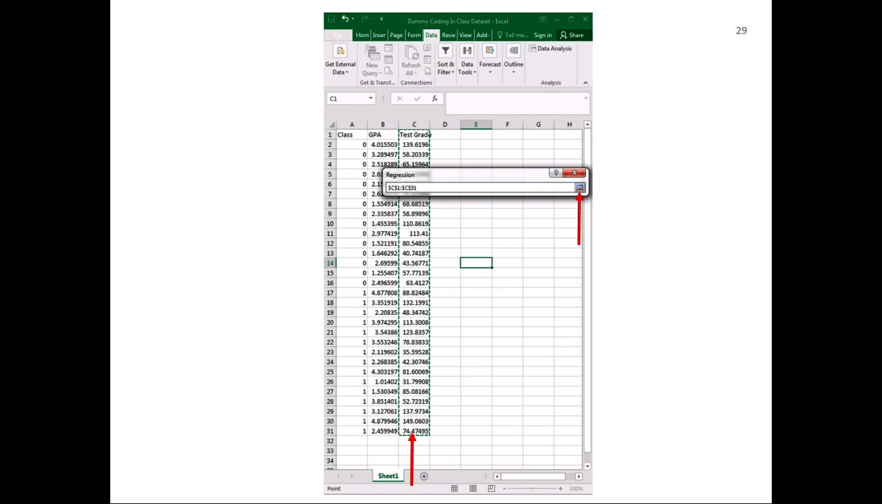And we want to go ahead and highlight test grade. We want to go ahead and highlight all of those data values. And in this example, I went ahead and highlighted the label. So you want to go ahead and highlight test grade, including the label, and then push that other highlighted button.